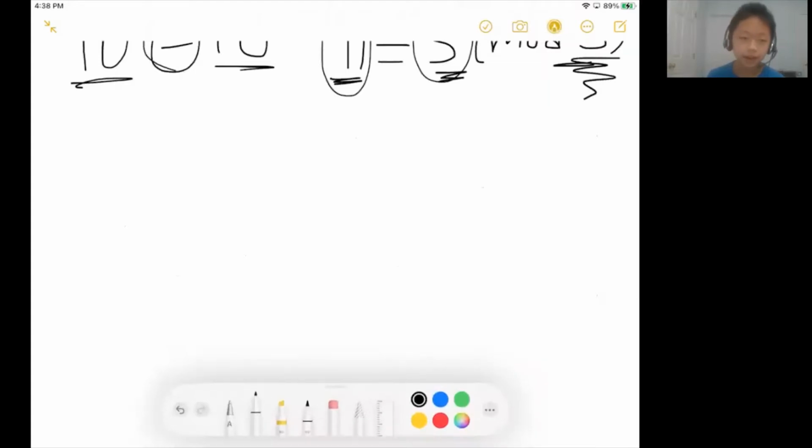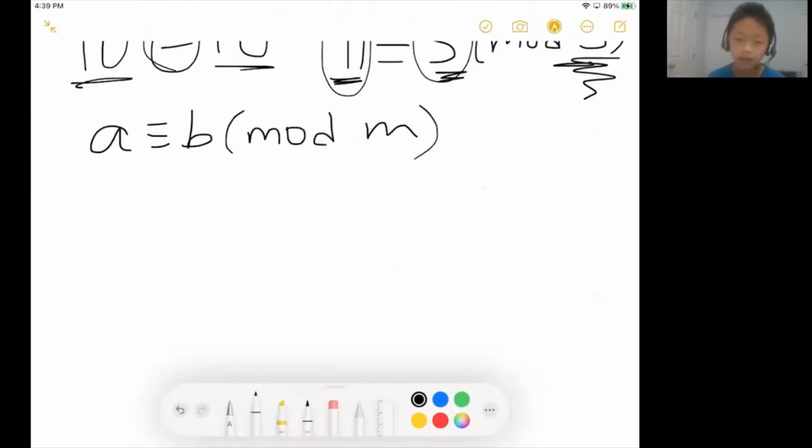It turns out the modular equations here, the congruences that we just talked about, share lots of similar properties with normal equations. So first, let's go through some of the basic ones. If I have A is congruent to B mod M, which is what we started off with in the beginning, it turns out we can add or subtract or multiply the same thing on both sides.